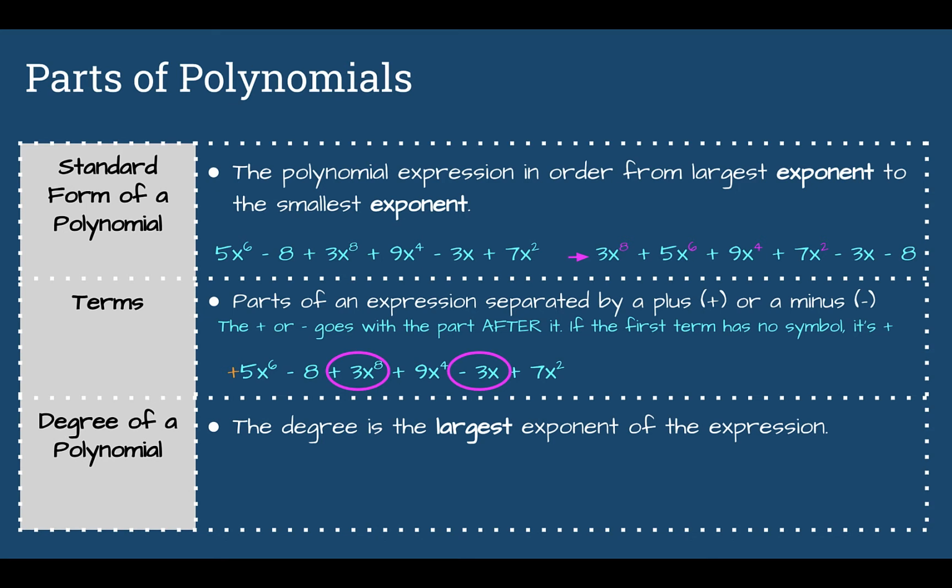The other thing we're going to need to name our polynomials is the degree. So the degree is just the largest exponent in that expression. So if it's in standard form, it should be easy to pick out the largest. So if we go back to what we did earlier, putting it in standard form, which one's the largest? 3x to the 8th power had the largest exponent. So we would call that 8th degree.